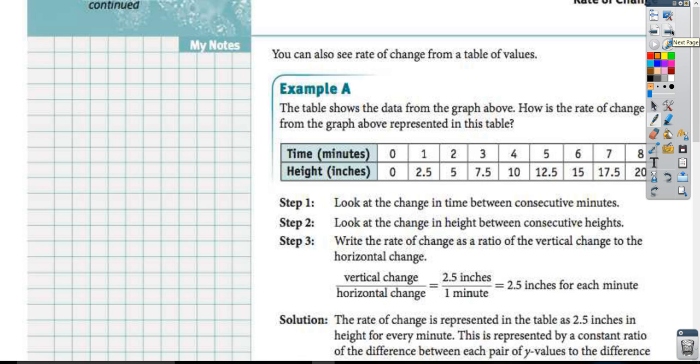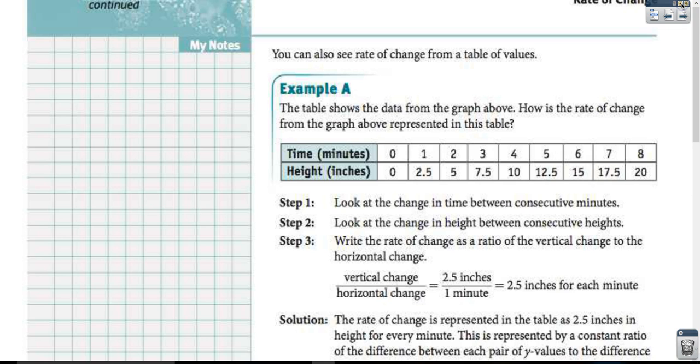All right, example A. Let's see if I can make that a little smaller. Okay. The table shows the data from the graph above. How is the rate of change from the graph above represented in this table? Okay, and then it goes by and it answers it. It says, look at the change in time between the consecutive minutes.